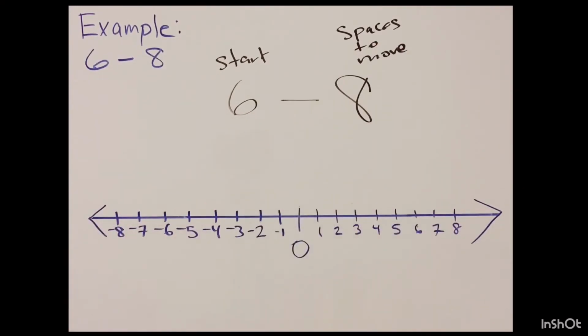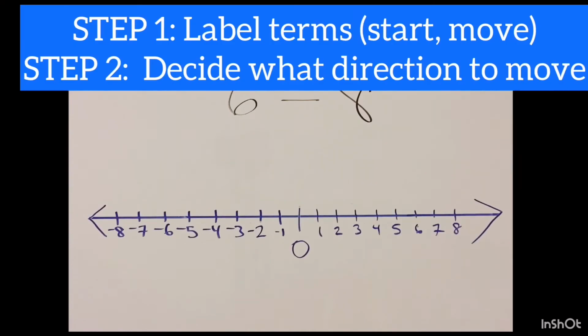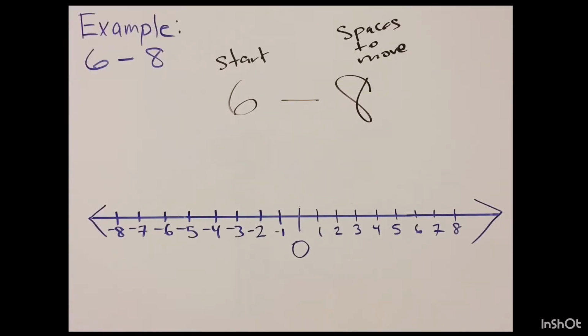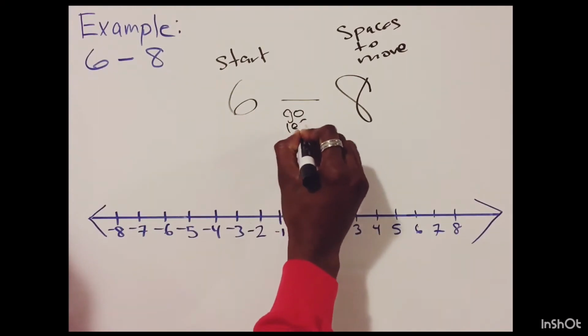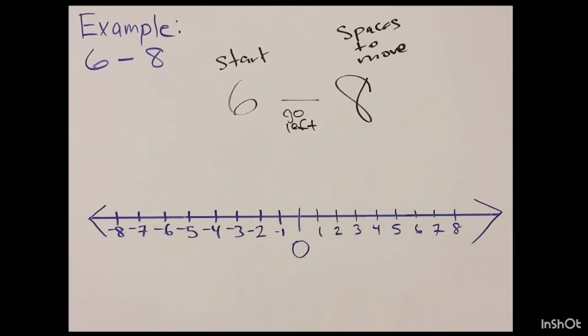Okay? Step 2, look at the operation between the 6 and the 8 and decide whether you need to move spaces to the left or to the right. This is subtraction. So right underneath, we're going to write go left. So this is almost like a roadmap that we're going to use on the number line to get our answer.